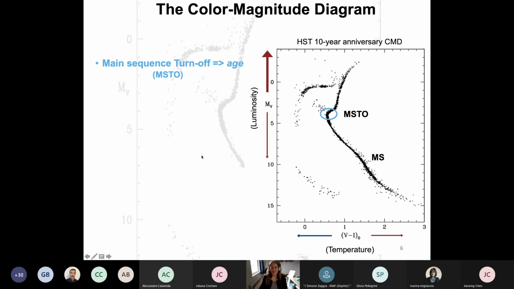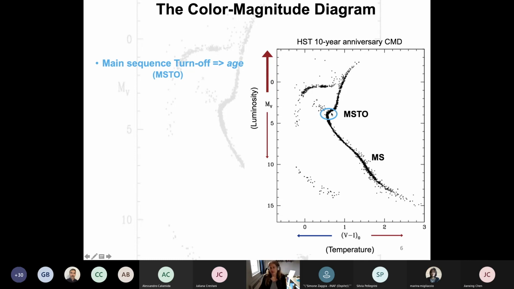So this is not a real color magnitude diagram, but a composite color magnitude diagram from different clusters that were observed with HST. This was made for the 10-year anniversary of HST. Now HST is more than 30 years old, so it got a little bit older. But I found this figure very cool to explain the different diagnostic tools of a color magnitude diagram.